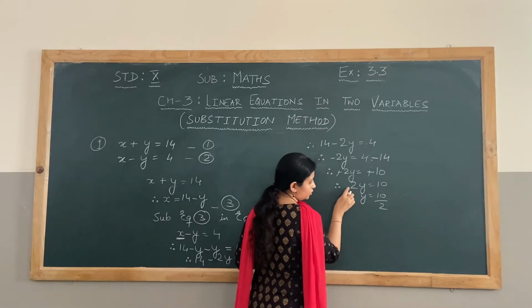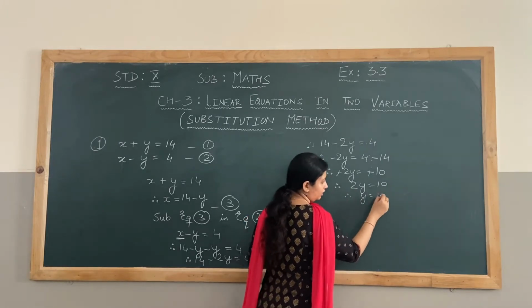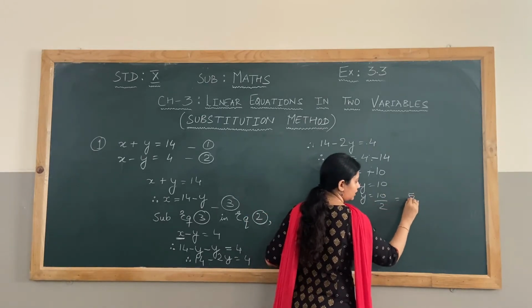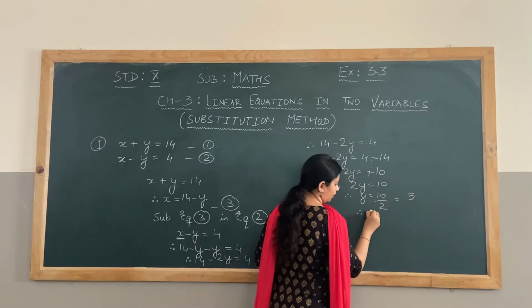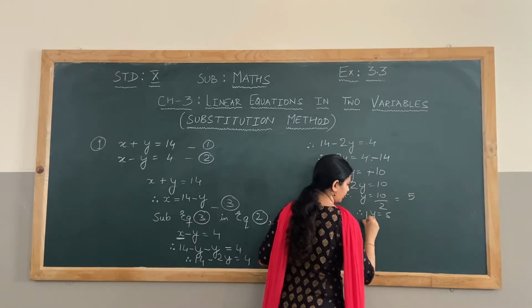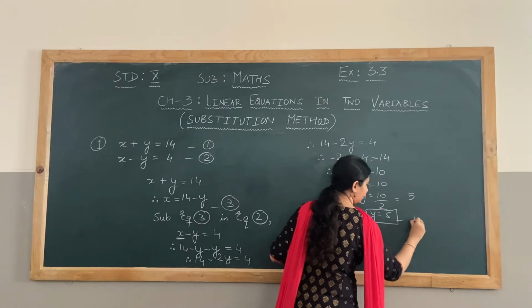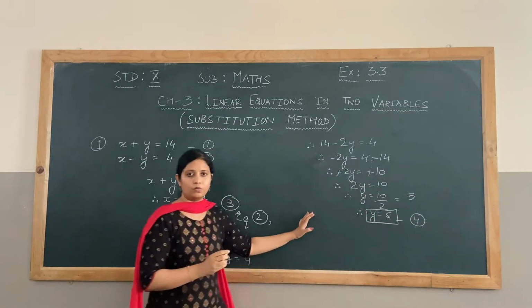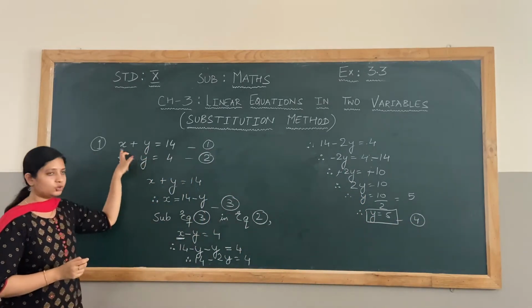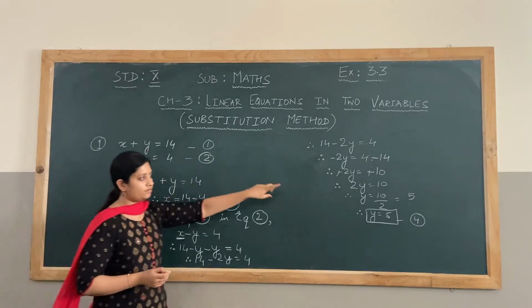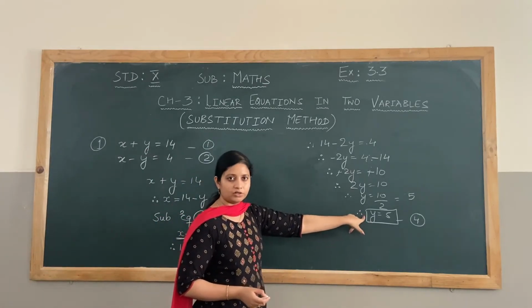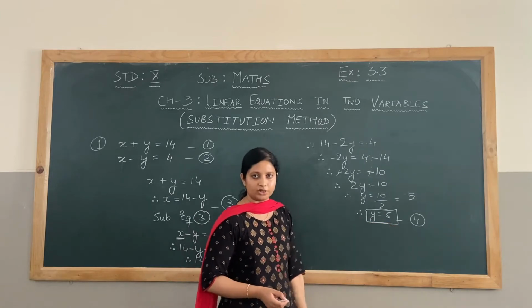I can take this 2 over here by cross multiplication. And what is 10 by 2? That is equal to 5. So, from here I have got the value of y. In an equation, what we need to do is find the value of the unknown. Here you have two unknowns, x and y. So I have already got this value of y. y is equal to 5. Name this equation as 4.